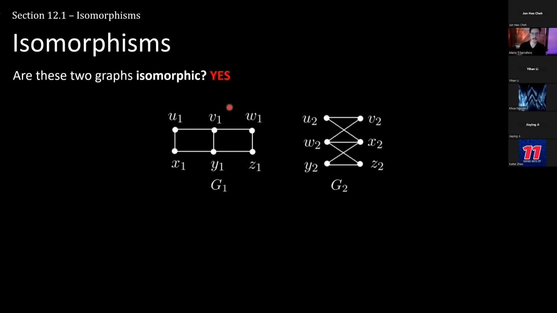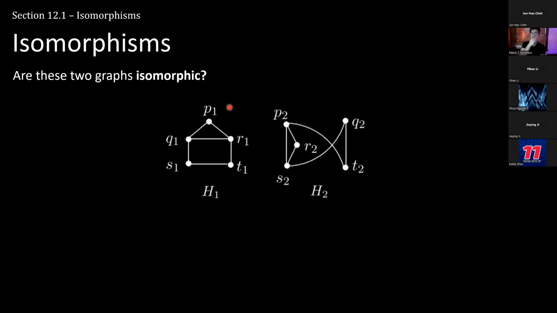Okay, so let's see another example. What about these two graphs? Are they isomorphic? I get more yes. That's right, guys. Again, think about a continuous warping that will allow you to find the correspondence. Even if you don't do that, you can very clearly see that these cycles will correspond in some way, right?